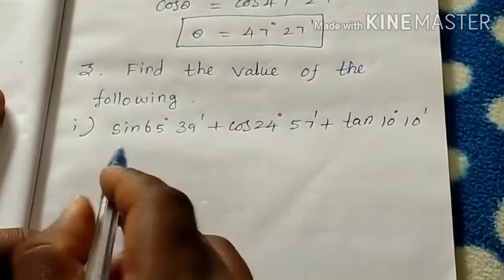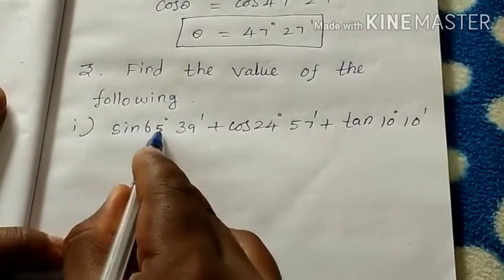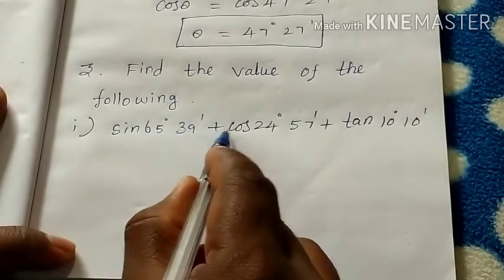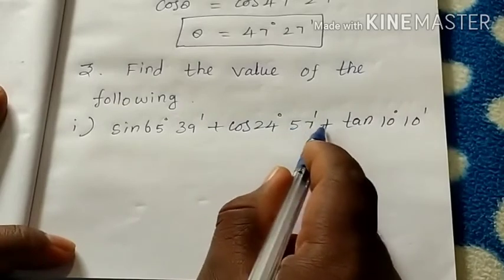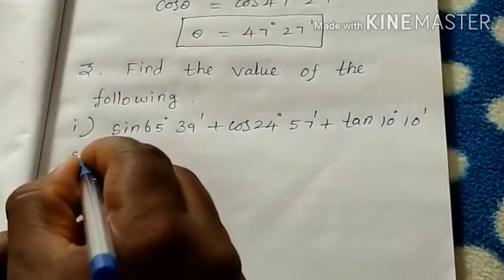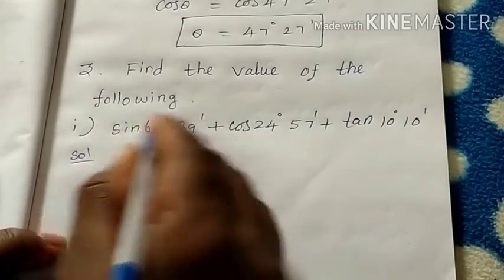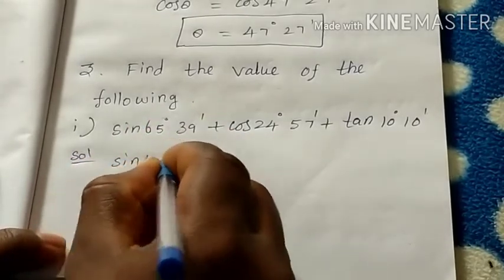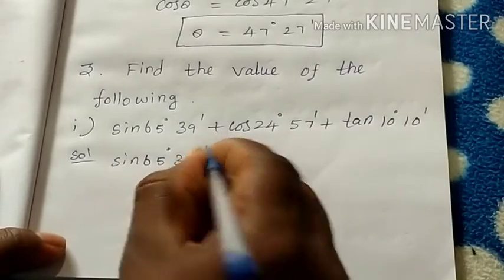Find the value of the following. The first subdivision: sin 65 degrees 39 minutes plus cos 24 degrees 57 minutes plus tan 10 degrees 10 minutes. Okay, the solution. First consider the first value, sin 65 degrees 39 minutes.